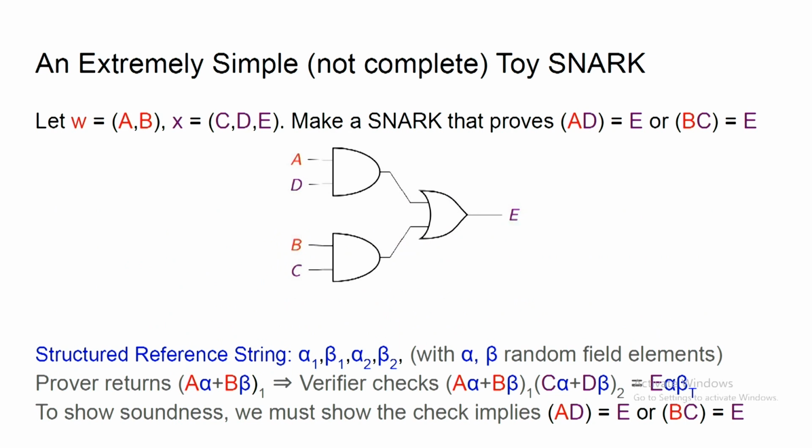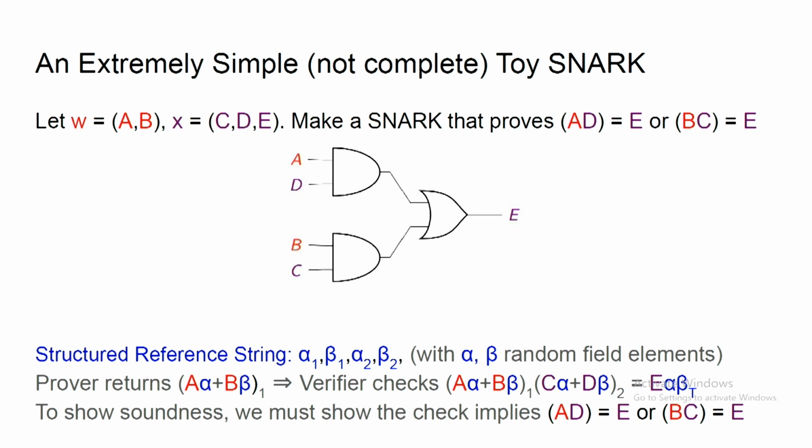So now I'm just going to walk you through how this automatic proof can go. I have this toy example of a SNARK here. It's not even really a complete SNARK. This is just a simple example, which is trying to prove the statement A times D equals E or B times C is equal to E.